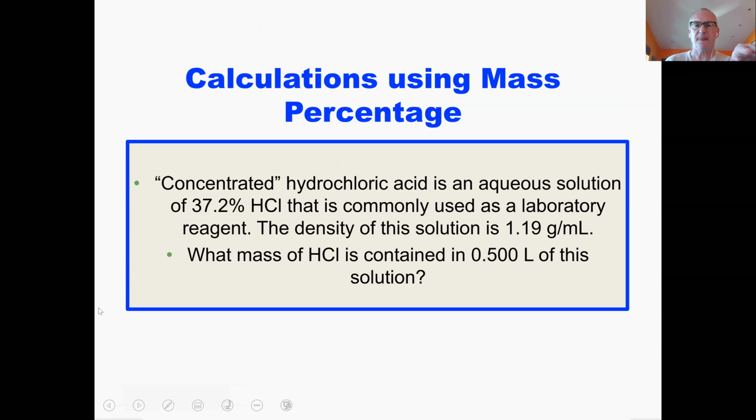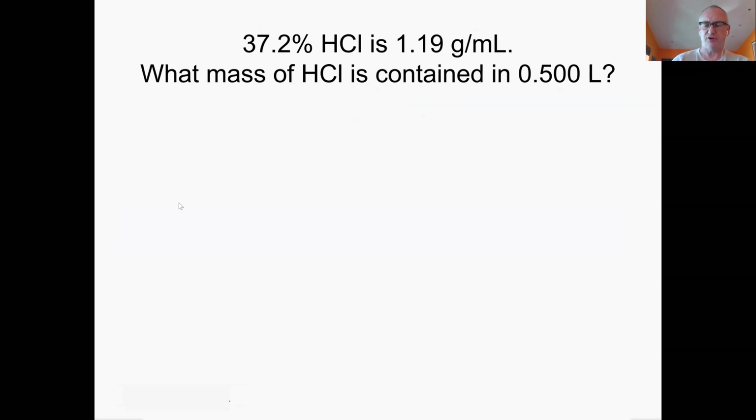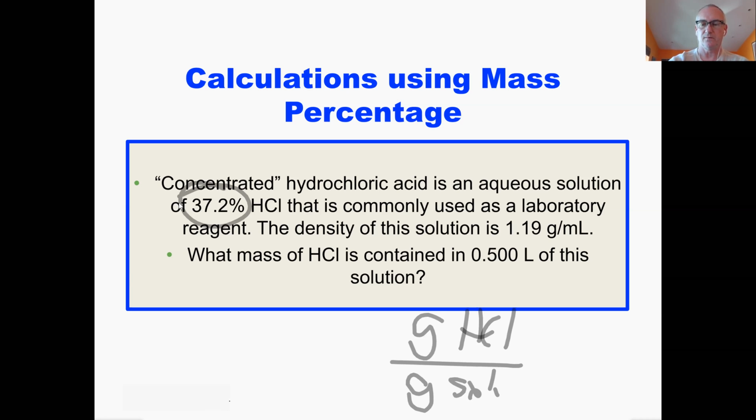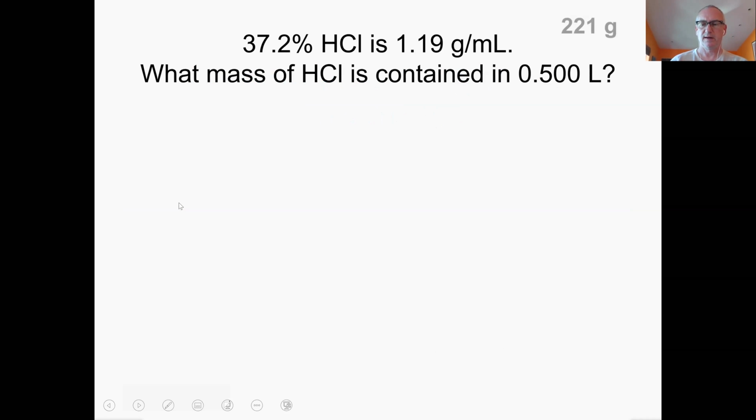Like for instance, here we have a concentrated aqueous solution. If you just have percent, it's assumed you mean grams of HCl over grams of solution. So here you can go ahead and work this out. I will give you the answer. If you want to check your answer, it's 221 grams if you want to work that one out. Okay.